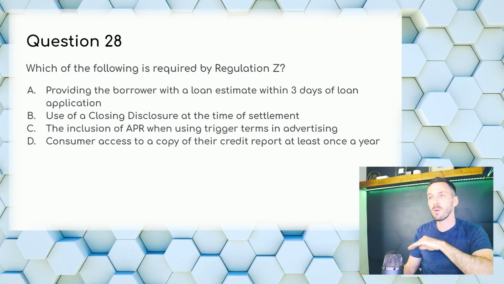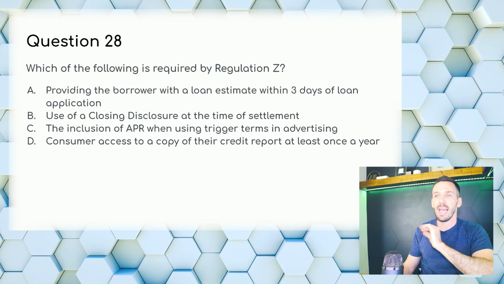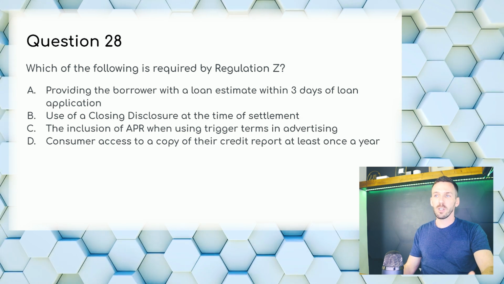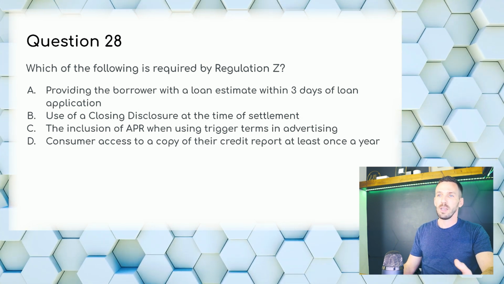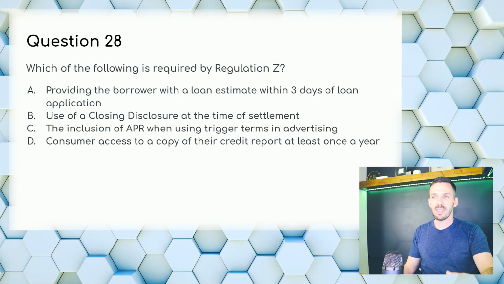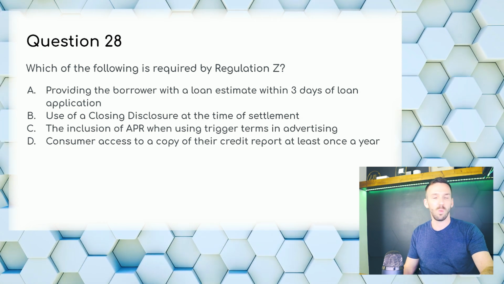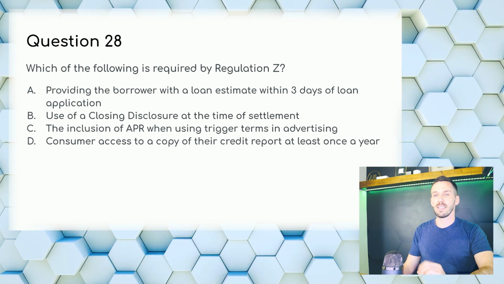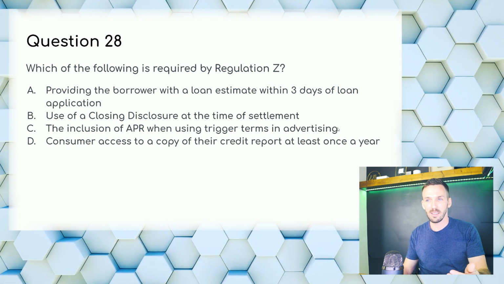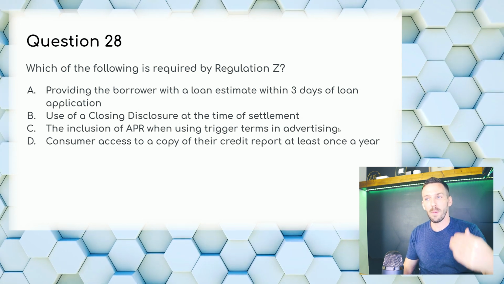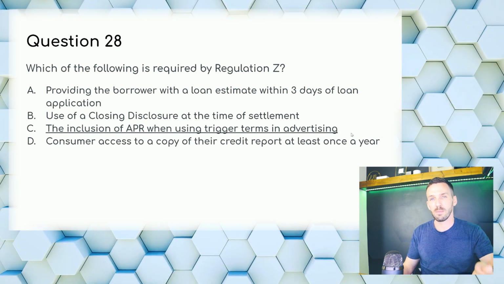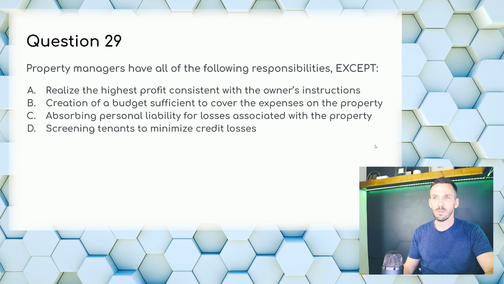Question 28. Which of the following is required by Regulation Z? A, providing the borrower with a loan estimate within 3 days of loan application. B, use of a closing disclosure at the time of settlement. C, the inclusion of APR when using trigger terms in advertising. D, consumer access to a copy of their credit report at least once a year. So Regulation Z is pretty much the same as TILA, the Truth in Lending Act, which covers advertising. The Truth in Lending Act requires annual percentage rates in advertising. C, the inclusion of APR when using trigger terms in advertising.